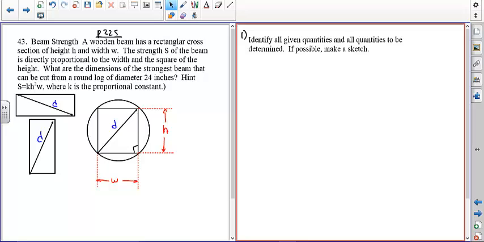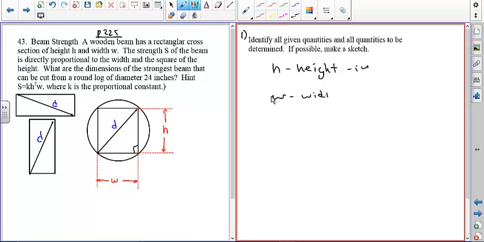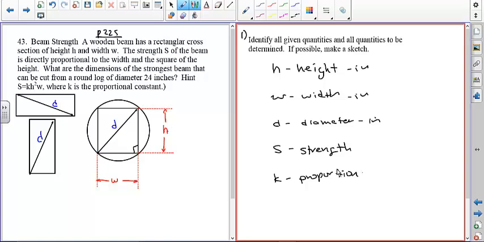So the first thing we do is we just define some variables. So we're going to define H as the height in inches, W is the width in inches, D is the diameter of the log in inches, S is the strength, and is there anything else? K. K is some proportionality constant, kind of like spring constant.